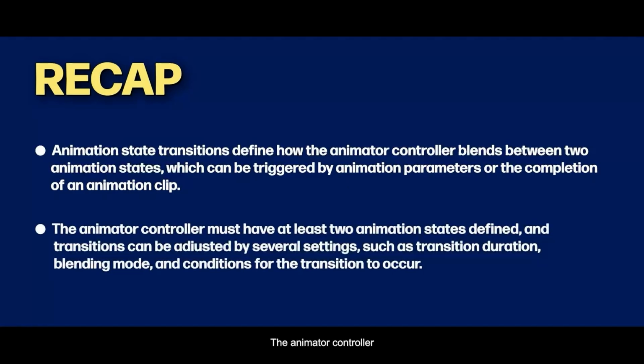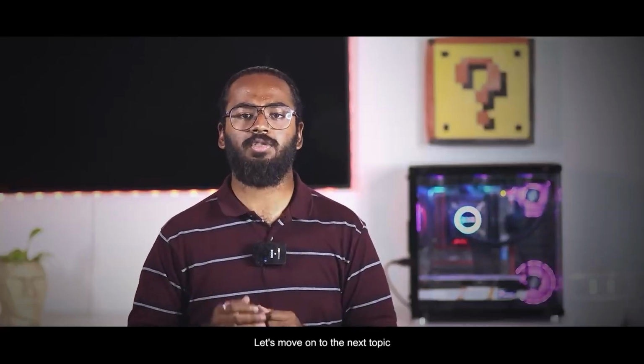Animation state transitions define how the animator controller blends between two animation states, which can be triggered by animation parameters or the completion of an animation clip. The animator controller must have at least two animation states defined, and transitions can be adjusted by several settings such as transition duration, blending mode, and conditions for the transitions to occur. Let's move on to the next topic to discuss blend trees and layers.